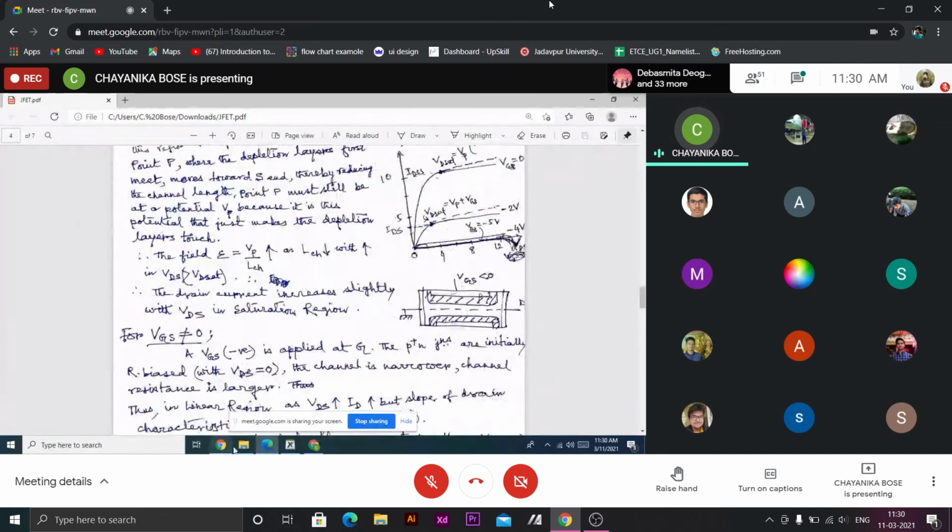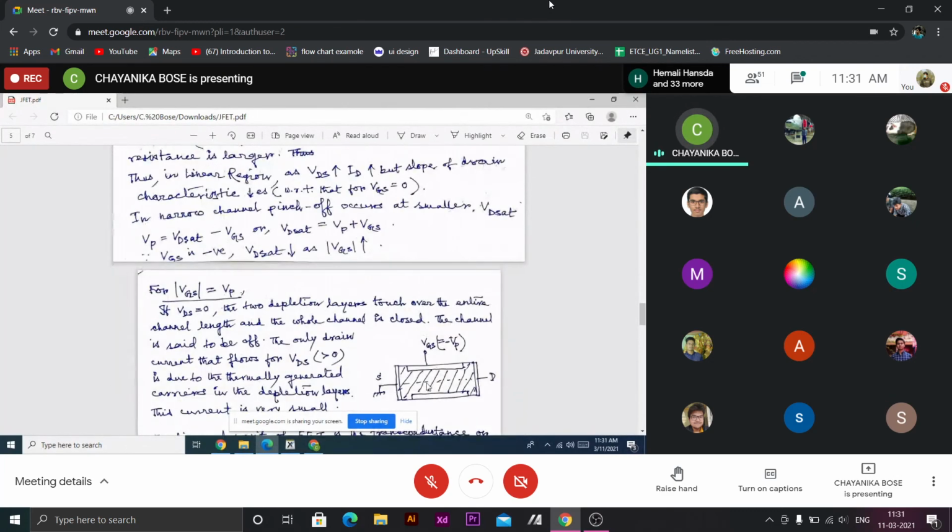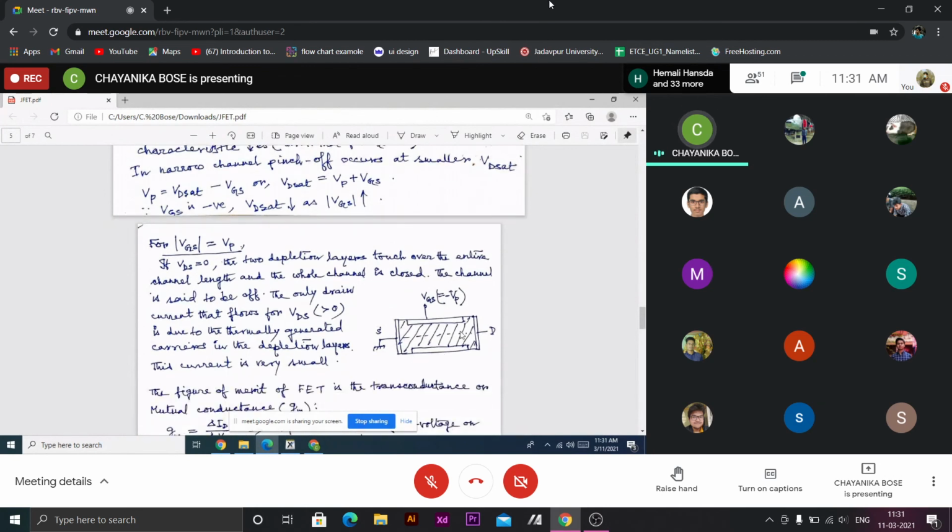And finally, if we make VGS equal to VP, we applied -5 here. Then from either end, the entire half of the channel will be depleted. The depletion region will extend from both sides. So there will be no neutral channel region over which the carriers can drift. So here the entire thing is the depletion region.